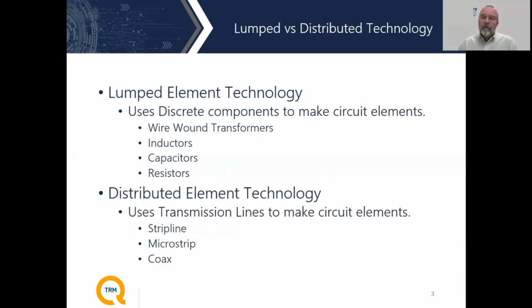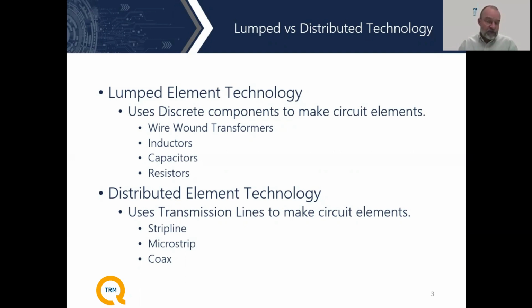Yeah, from a mechanical standpoint, they're quite different. Lumped element technology uses discrete components to make all the circuit elements. These are the traditional things that you think about when you think about an electrical circuit: wire-wound transformers, inductors, capacitors, resistors. These are individual components strung together to build the classical networks that you think of when you think about circuit design.